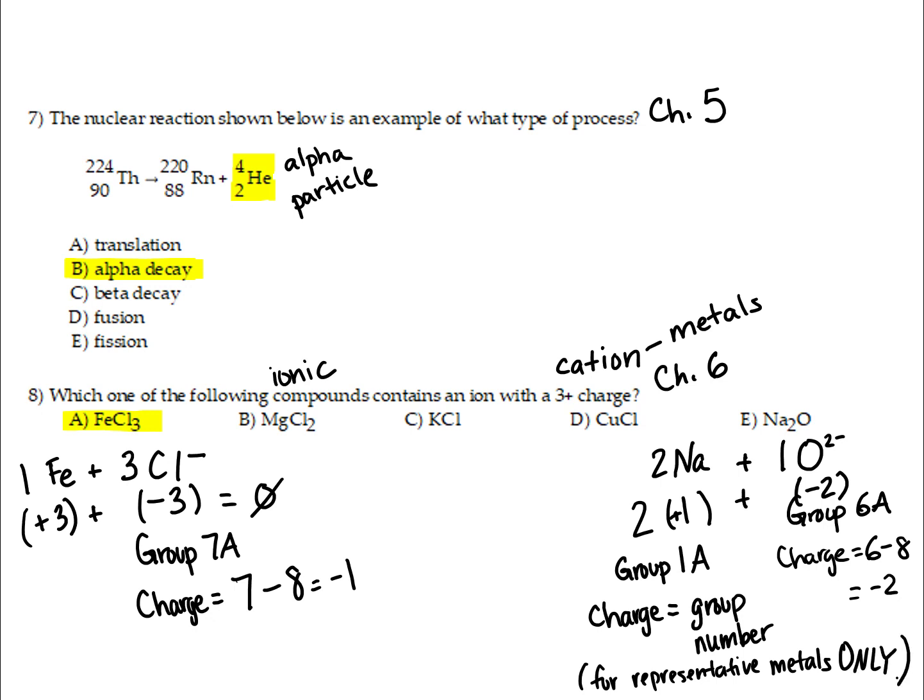So I just wanted to give you another example of how you can break down an ionic compound and figure out the charge for the cation and the anion. Now pause here, and if you have any questions, you can let me know.